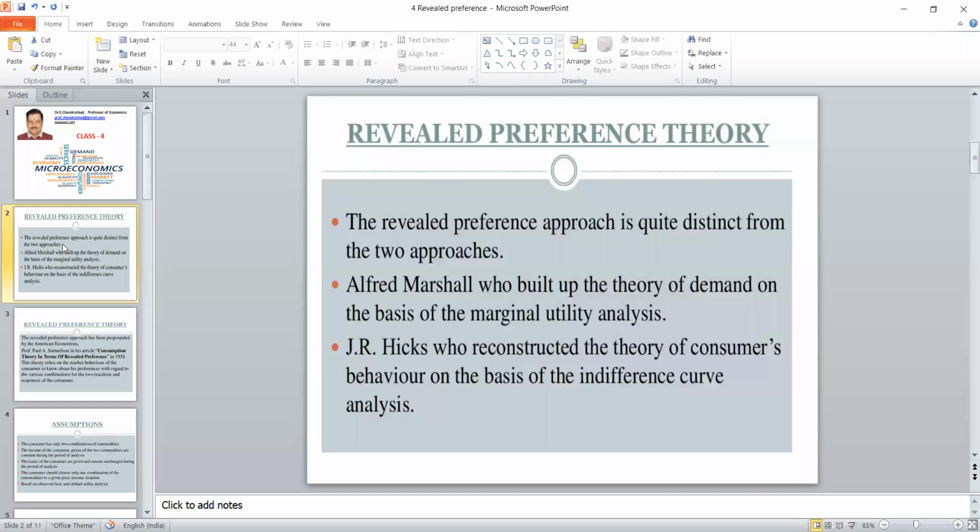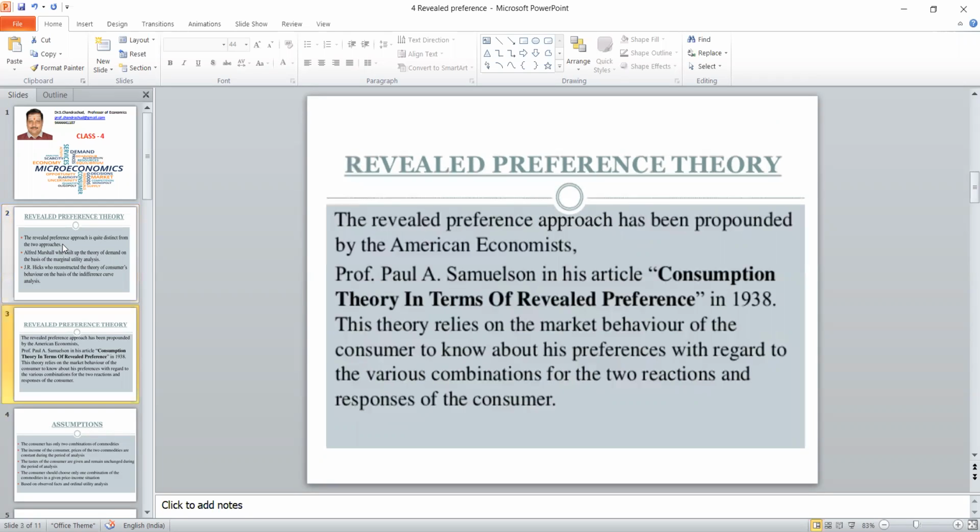One is given by Alfred Marshall. The second one is given by J.R. Hicks. Alfred Marshall has given the cardinal approach where the utility value is expressed in utils, in numbers. J.R. Hicks has given the restructured demand theory. He used the indifference curve analysis. So as far as the revealed preference theory is concerned, there are two approaches. The first approach, let us start with that.